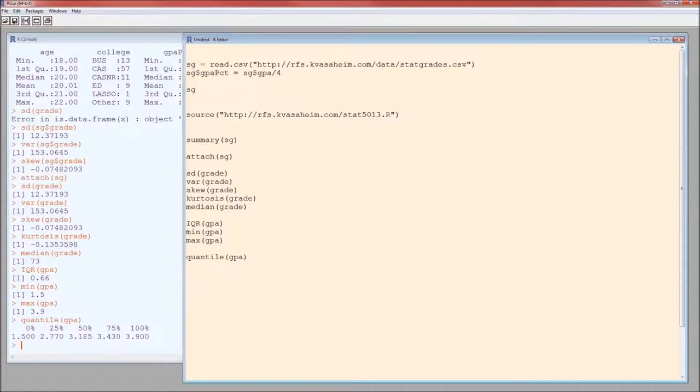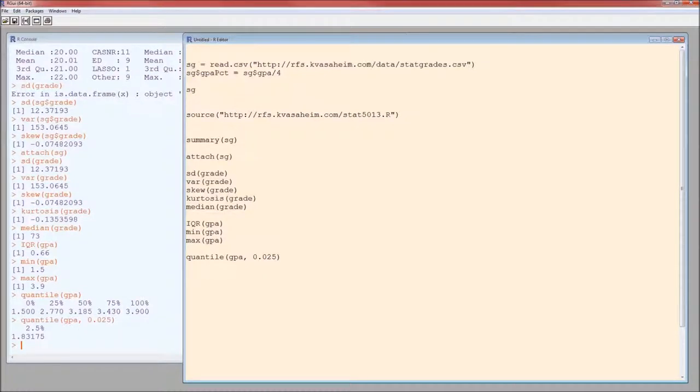Just giving it quantile of the variable, it'll give you the first, second, third, fourth, and fifth quantiles. If you want to specify the quantiles that you want, such as the 0.25th or the 2.5th percentile, well, there we go. If you want to specify more than one, you have to include them in the C function.